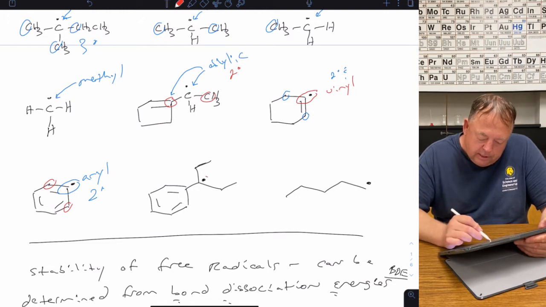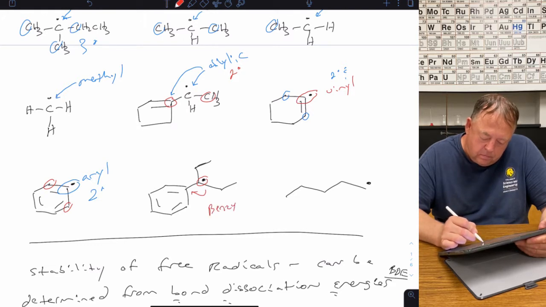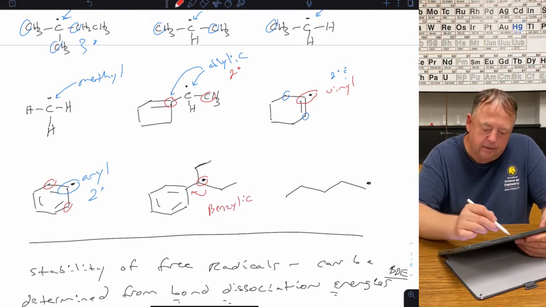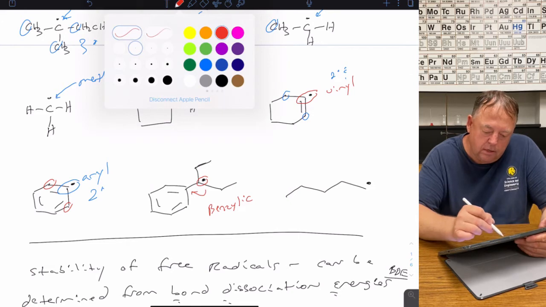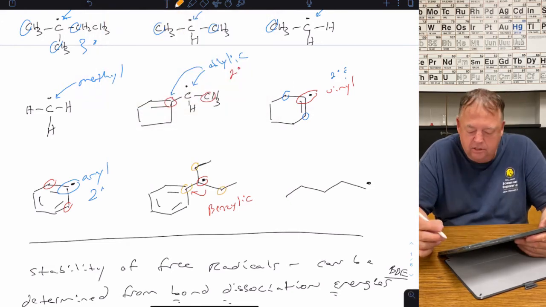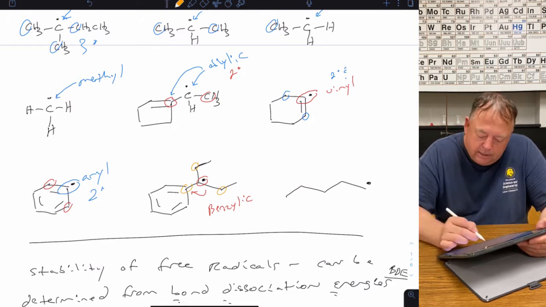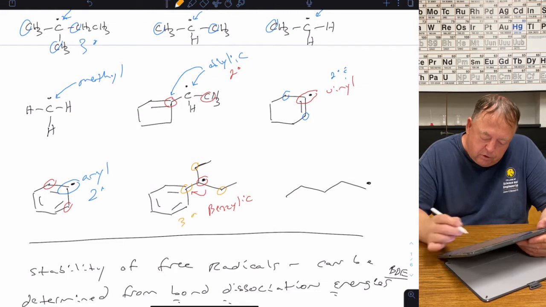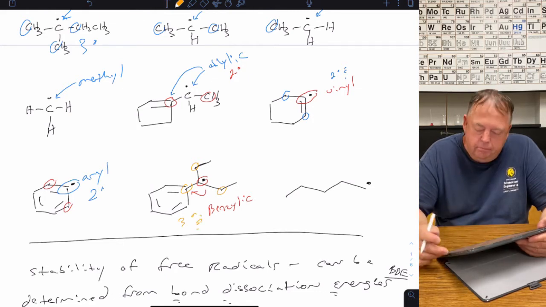Okay, so in this case, that radical is next to a benzene ring, so it's benzylic, and that carbon with the radical on it has 1, 2, 3 carbons attached to it, since one of the carbons attached to it is a benzene ring. So it's going to be tertiary and benzylic.